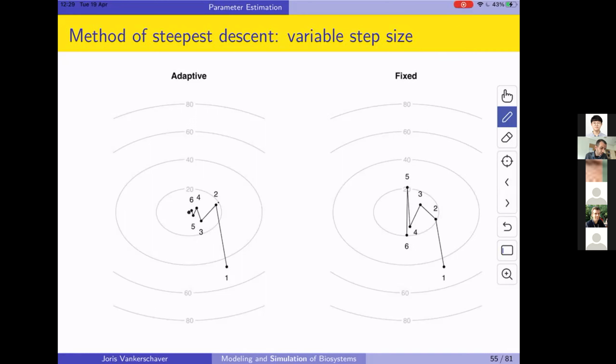On the right, you see we have fixed steps. So that's an easier method to implement if you were to implement it yourself. But you see what happens is that you get close to the optimum, which is again at the center of this circle. But then you take small steps, but you tend to overshoot a little bit. So you have qualitatively different behaviors. So you get close to the optimum, but not as close as the adaptive method does.